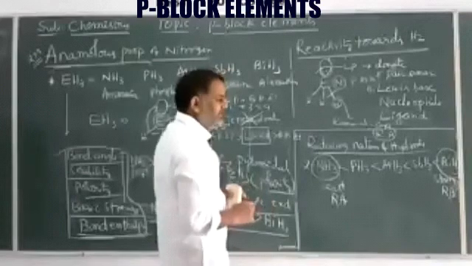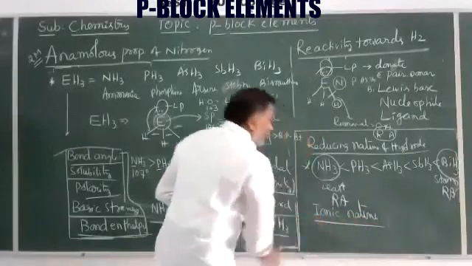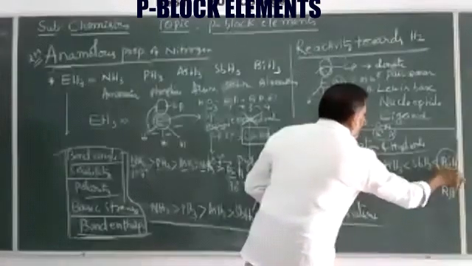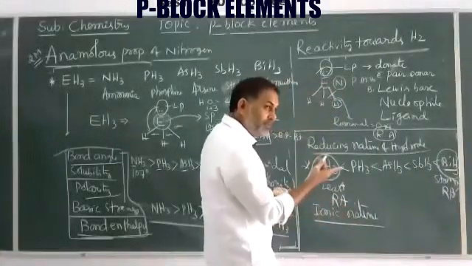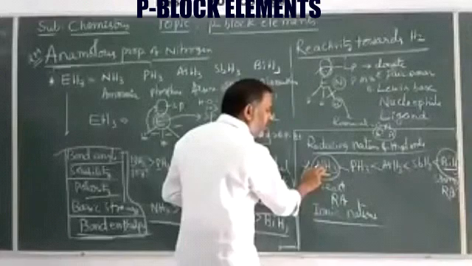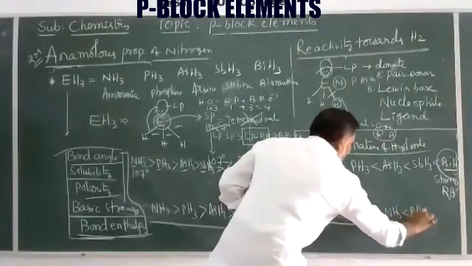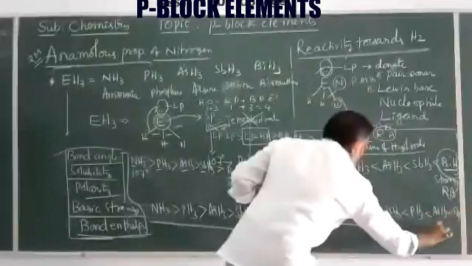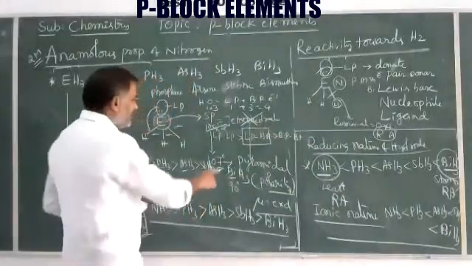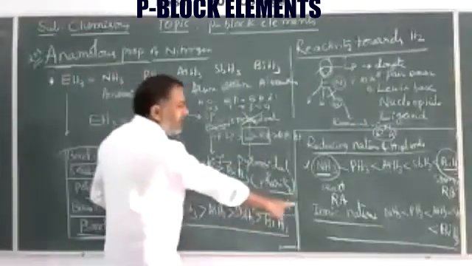Clear? After the reducing agent, we can observe ionic nature. In NH3 the electronegativity difference is less, but in BiH3 the electronegativity difference is more than 1.7, so it is ionic in nature. Electronegativity follows the same order, so ionic character is also in the same order. NH3 is the least ionic compared to PH3, then AsH3, then SbH3, then BiH3. This is the ionic nature and reducing nature. Clear? So we have covered bond angle, solubility, polarity, basic strength, bond enthalpies, reducing nature and ionic nature.